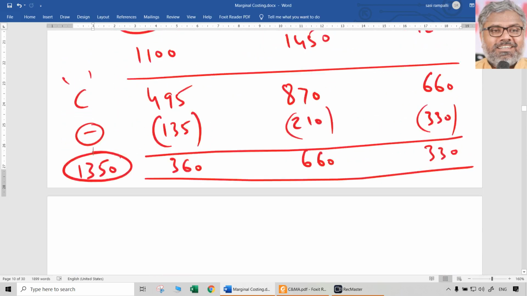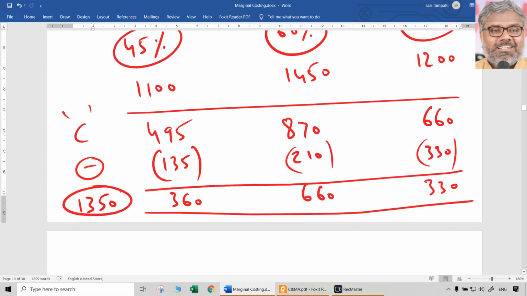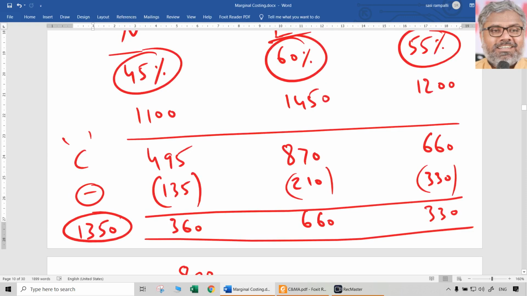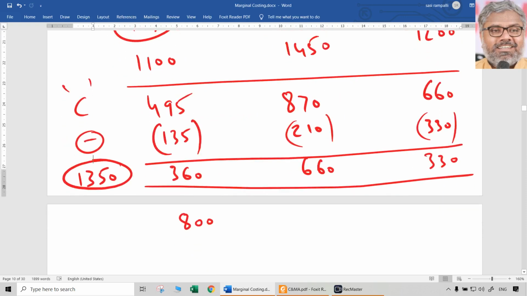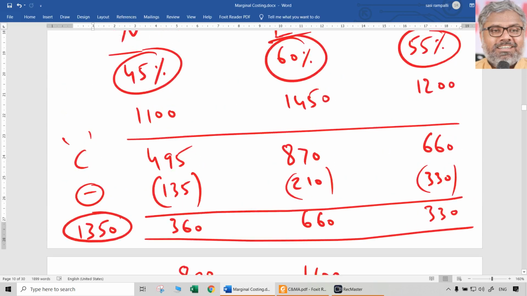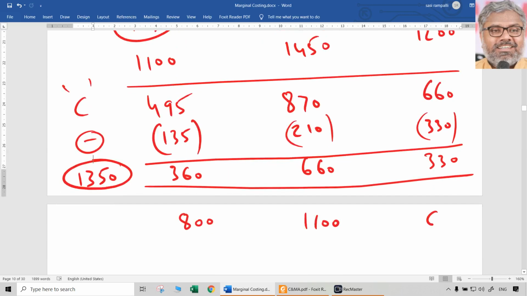What a big deal. When you know fixed cost and when you know PV ratio, how to get break-even sales? Fixed cost divided by PV ratio. So 360 divided by 45%. That is 800. 660 divided by 60%. That is 1100. 330 divided by 55%, that is 600. These are the break-even sales of each of the regions. Once again, you can total all of them to get for the company as a whole. That is 2500. That's all.